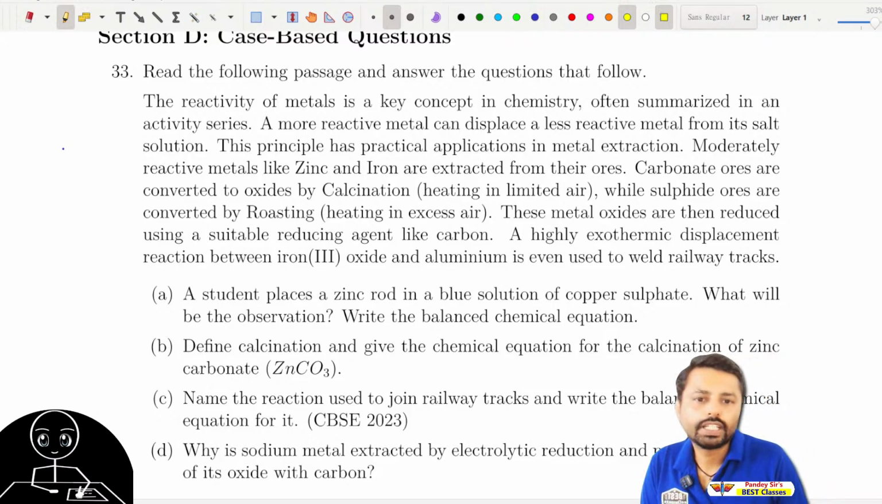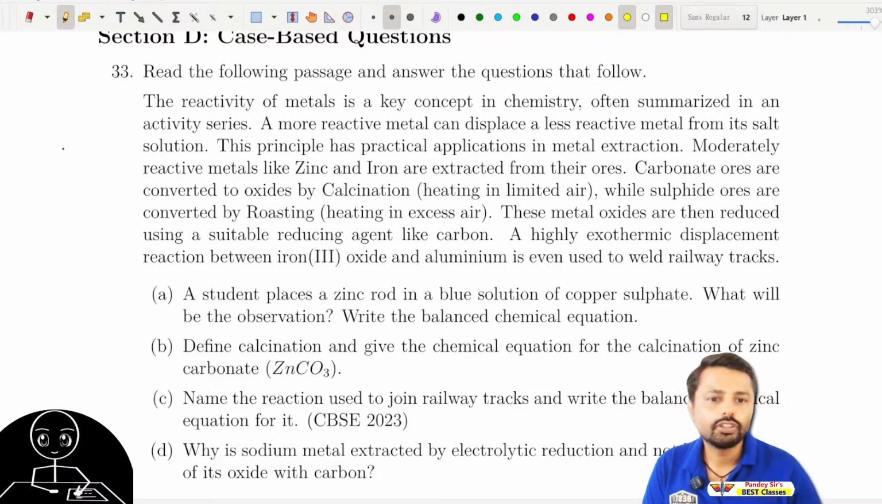The reactivity of metals is a key concept of chemistry. A more reactive metal can displace a less reactive one. Carbonate ores are converted to oxides by calcination, heating in limited air. Moderately reactive metals like zinc and iron are extracted from their ores by calcination, while sulfide ores are converted to metal oxides by roasting.